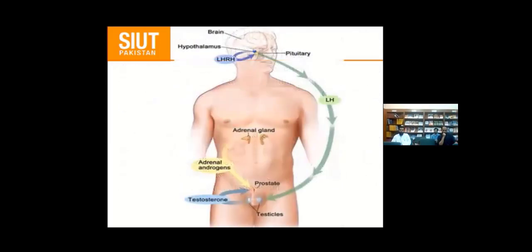This is a pictorial presentation. From the hypothalamus, the LH-RH is produced, which acts on the anterior pituitary. The anterior pituitary will produce LH, which acts on the testis. It will produce testosterone, which acts on the prostate. Also, the adrenal produces adrenal androgens, which act on the prostate.